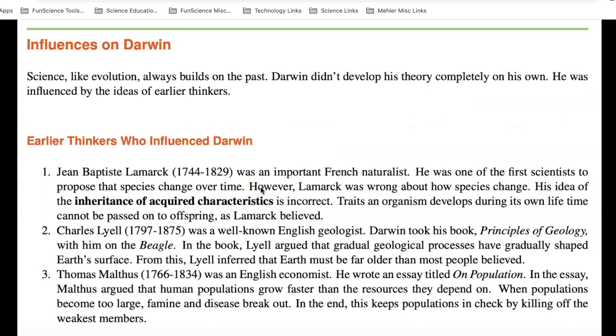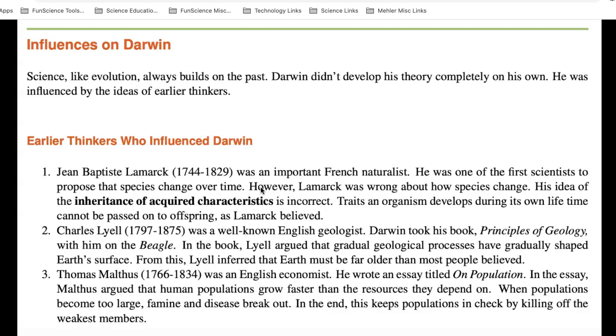Some of the people that influenced Darwin were these three. Jean-Baptiste Lamarck, I'd like you to read about him, and his idea of inheritance from acquired characteristics was incorrect, but his biggest contribution to Darwin was that life did change.